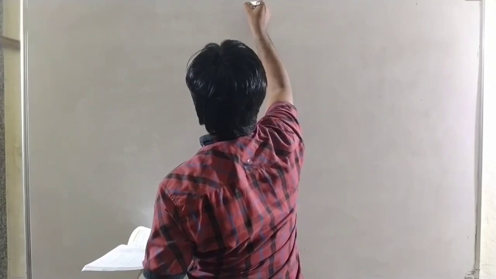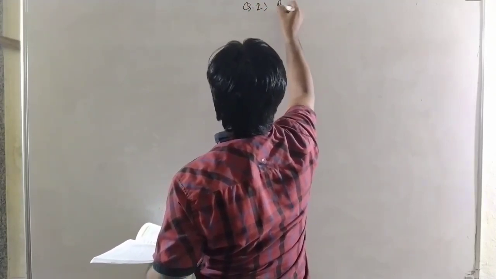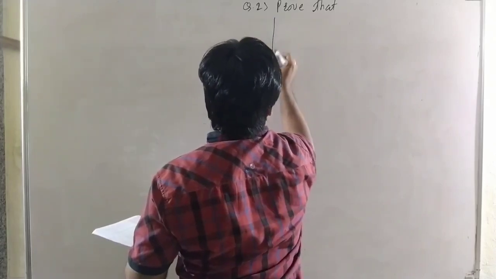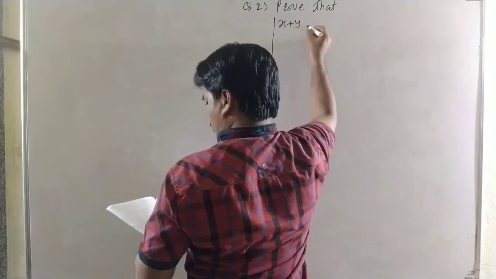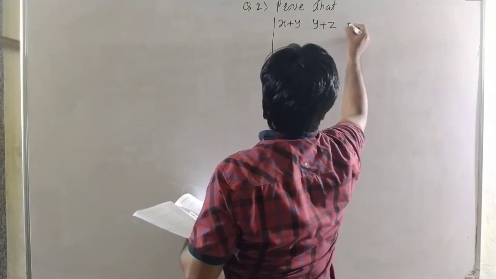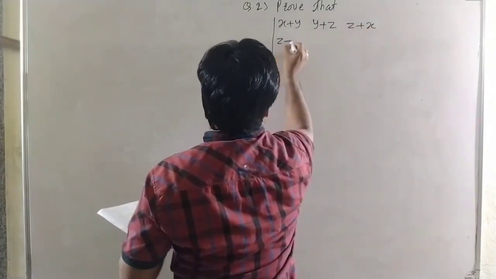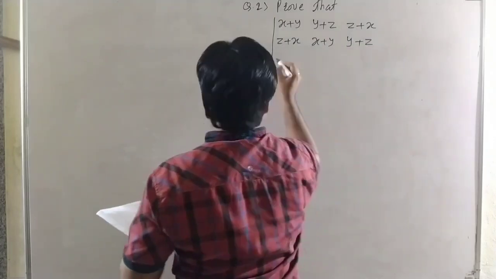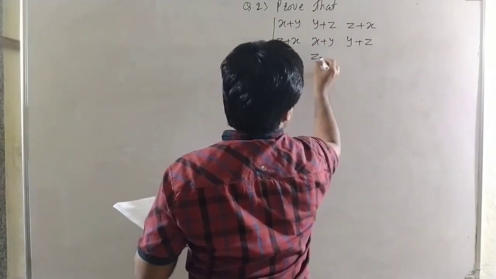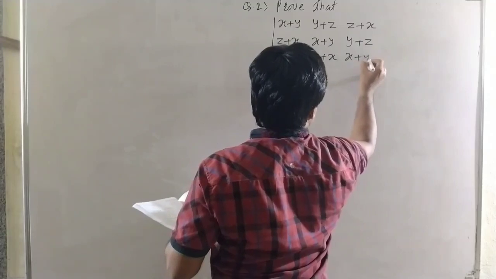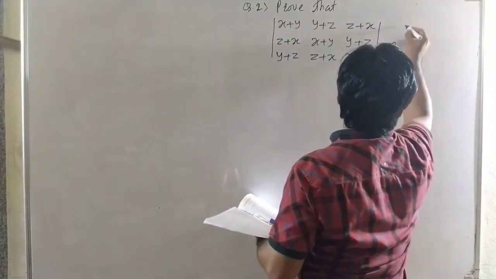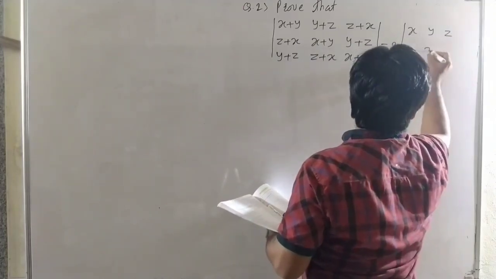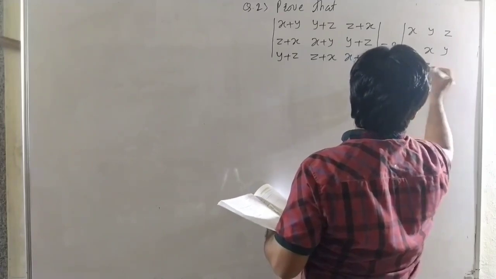Question number 2. Prove that the determinant of x plus y, y plus z, z plus x; z plus x, x plus y, y plus z; y plus z, z plus x, x plus y is equal to 2 into the determinant of x, y, z; z, x, y; y, z, x.